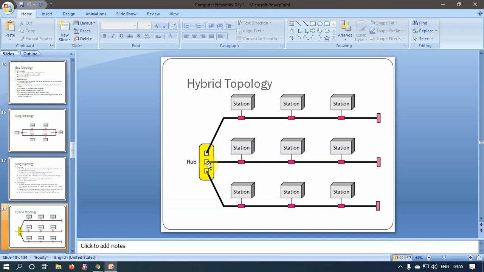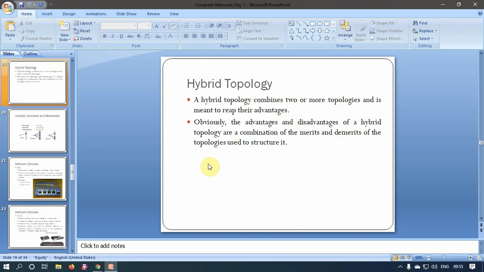Okay. So as we discussed earlier, the hybrid topology combines two or more topologies and is meant to reap their advantages. And obviously, the advantages and disadvantages of a hybrid topology are a combination of the merits and demerits of the topologies used to structure the hybrid topology.